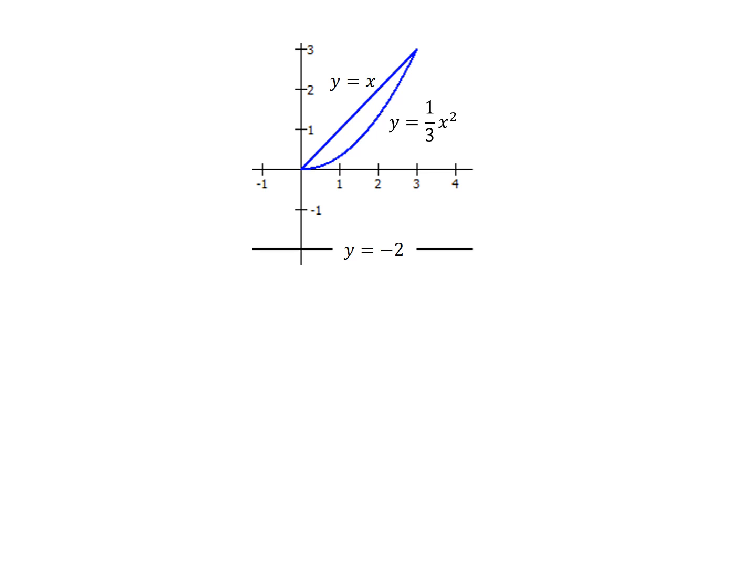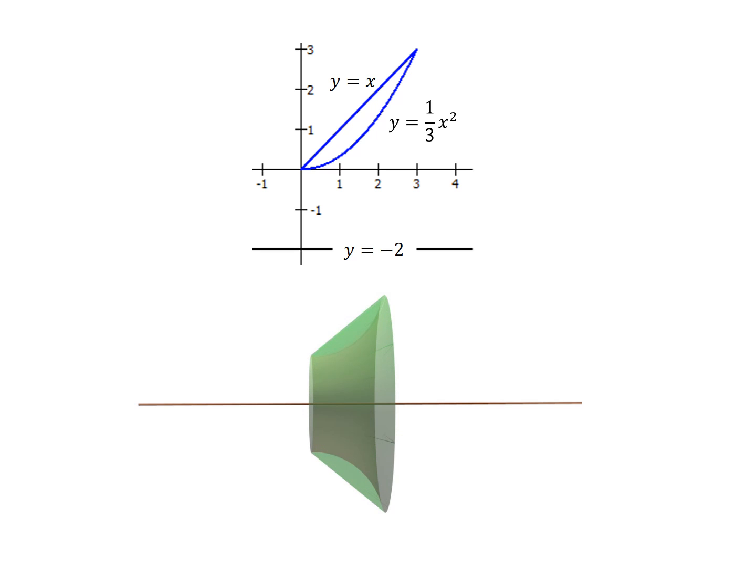The line y equals x and the parabola y equals 1/3 x squared intersect at the origin and at the point (3, 3). So our region is bounded by those two curves, and we're going to revolve this region about the line y equals -2. So we have a nice picture here. The outer part of this is the frustum of a cone. The inner part looks awfully much like a bugle or horn of some kind.